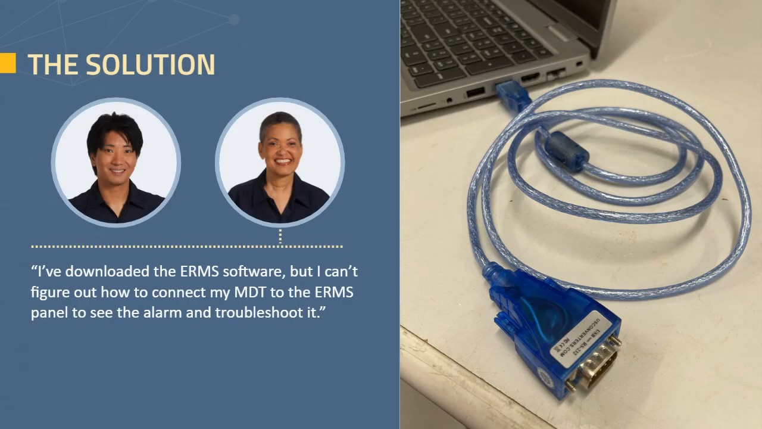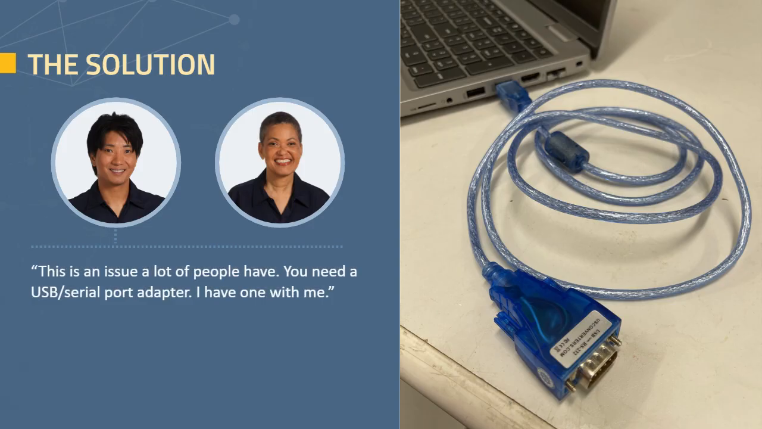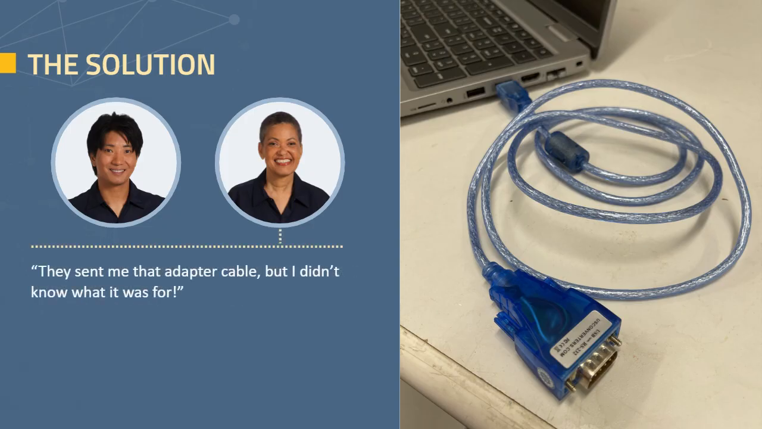I've downloaded the ERMS software, but I can't figure out how to connect my MDT to the ERMS panel to see the alarm and troubleshoot it. This is an issue a lot of people have. You need a USB serial port adapter. I have one with me. They sent me that adapter cable, but I didn't know what it was for.